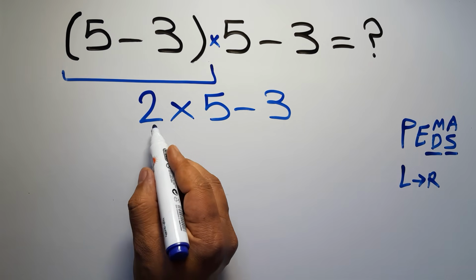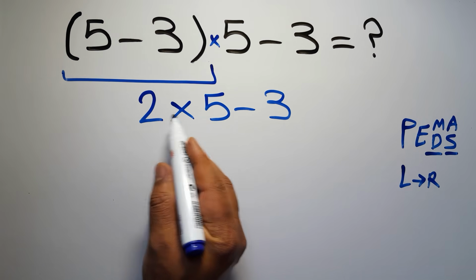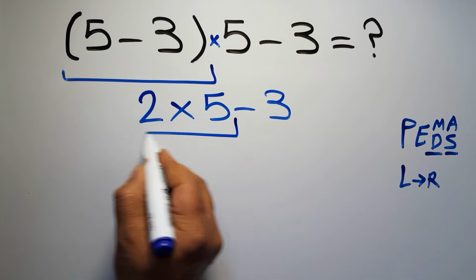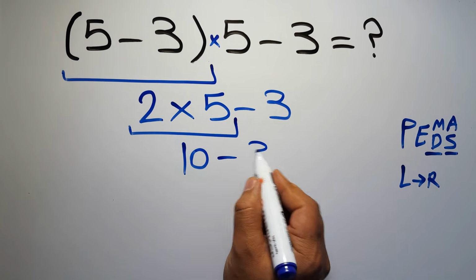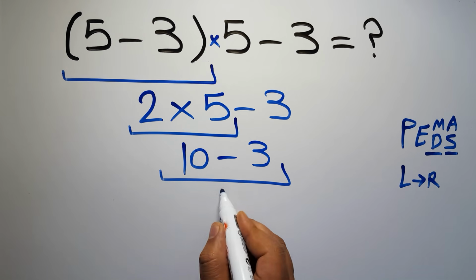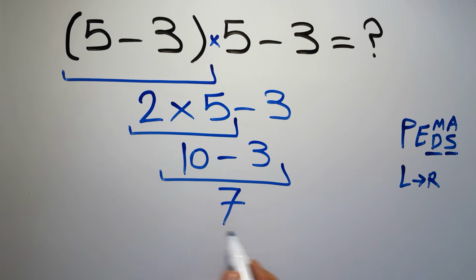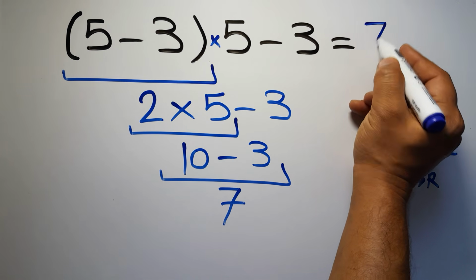So here first we have to do this multiplication. 2 times 5 equals 10. So 10 minus 3, which equals 7. And this is our final answer to this problem. The correct answer is 7.